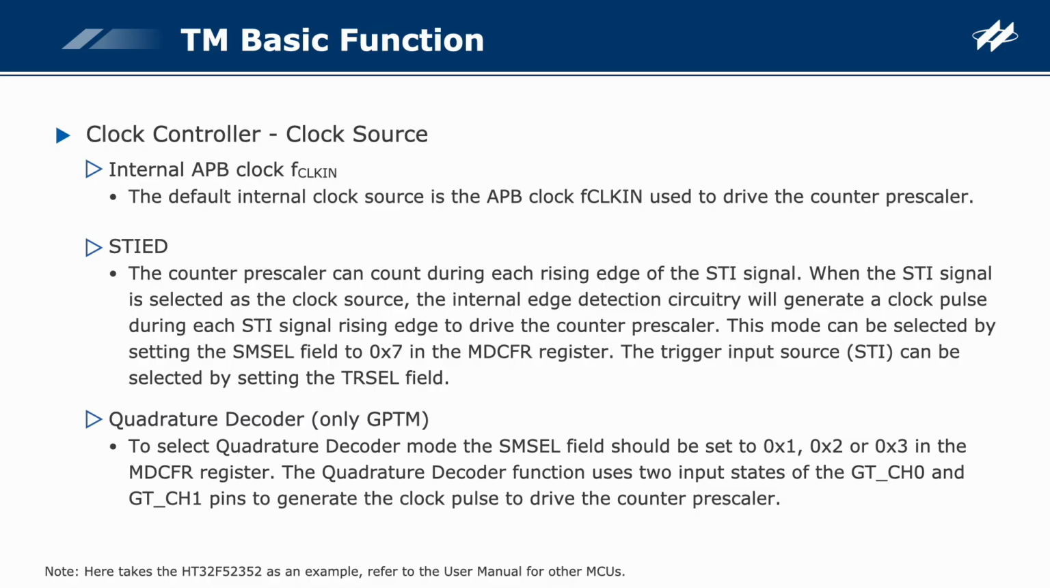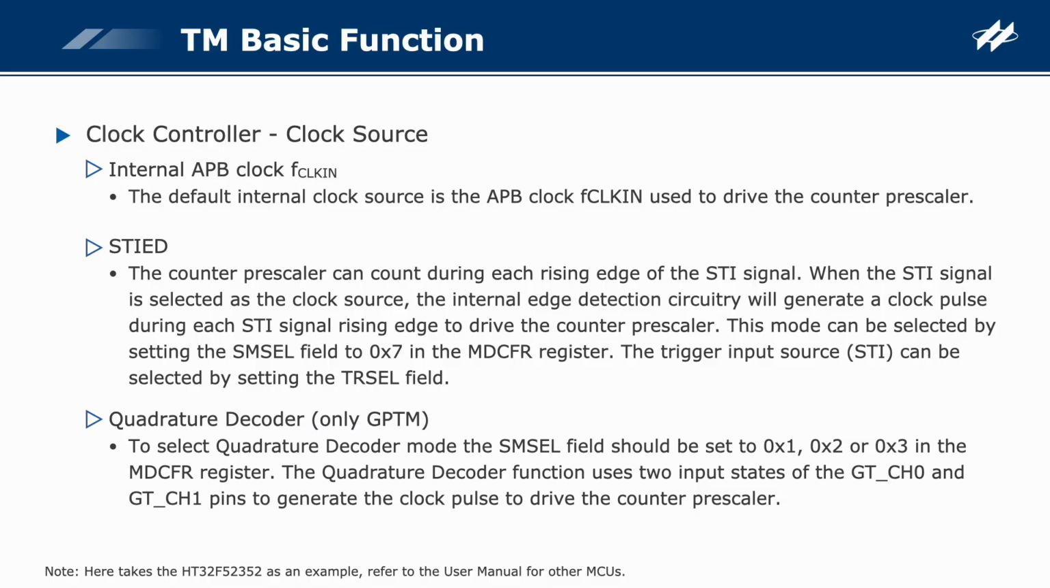It is important to note that if the TRSEL field is set to hex 0 to select the software UEVG bit as the trigger source, then when the SMSEL field is set to hex 7, the counter will be updated instead of counting. Only the GPTM has the quadrature decoder.